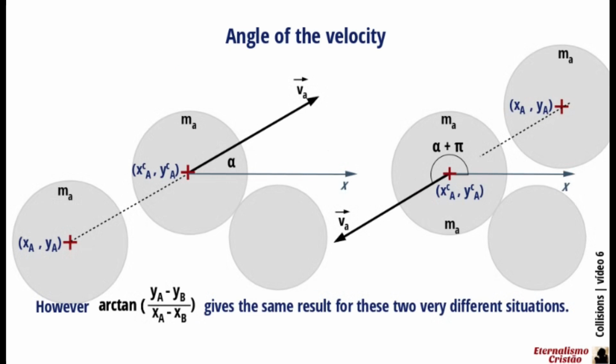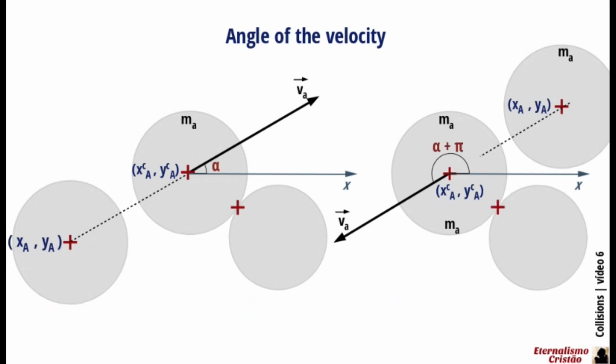However, the arctangent gives the same result for these two very different situations. You can distinguish between the two situations, for the same value of the tangent of different angles, observing the change in the value of the y-coordinate.